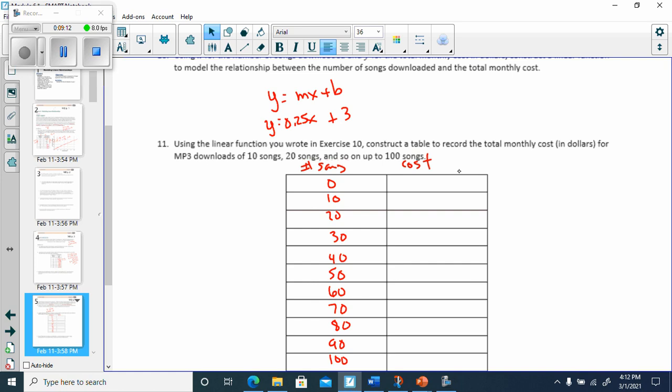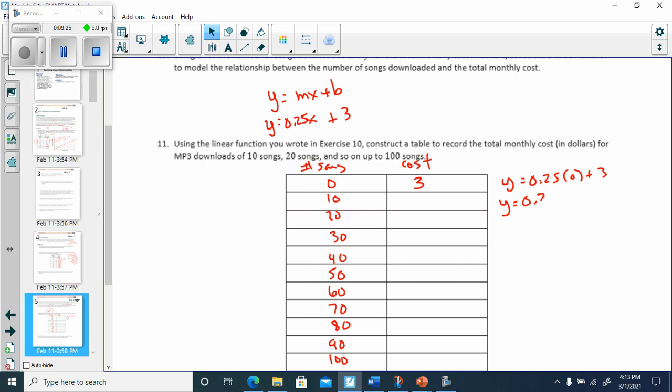If I have 0 songs, let's plug this in. Y is equal to 25 cents per song times 0 songs plus 3. That would be a cost of $3. Okay, let's try it for 10 songs. Y is equal to 25 cents per song times 10 songs plus $3. That's $2.50 plus 3, which gives me $5.50.